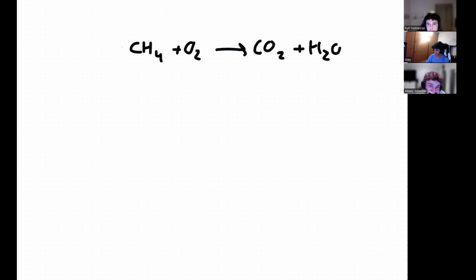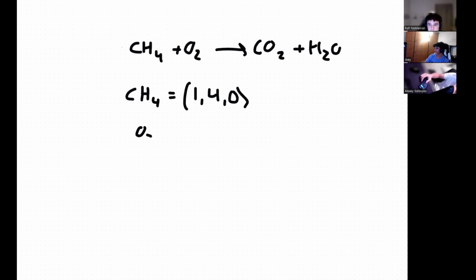Okay, so now I'm going to show how we can balance a simple chemical equation or reaction. We'll use this one as the example. First, we'll set up what we call atom vectors. For CH4, the vector would be 1, 4, 0. For O2, the vector would be 0, 0, 2.